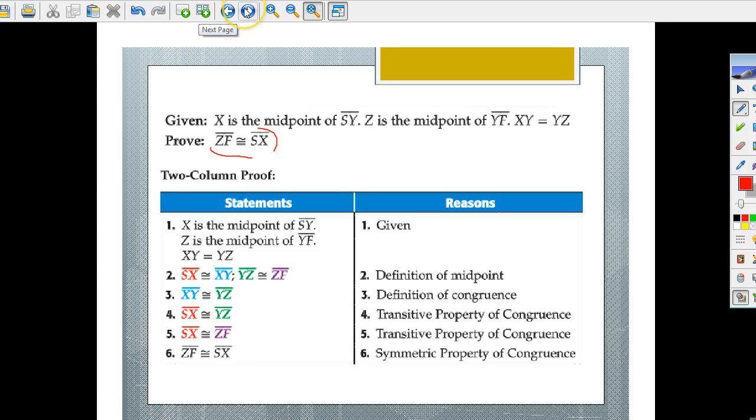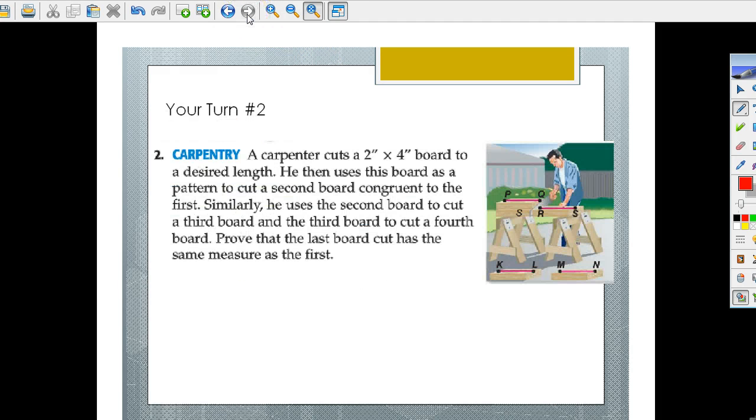I'm going to give you a minute to look at that, or you can pause the video. Alright, so here's your turn, number 2, carpentry. Go ahead and try number 2, and when you're done, do the homework. I know two-column proofs are hard, but we'll just have to practice more in class.